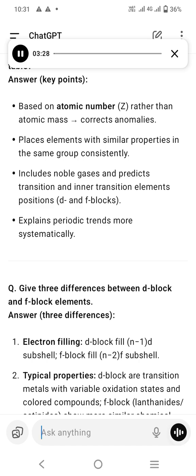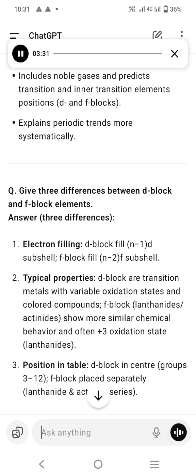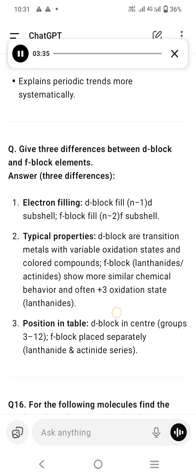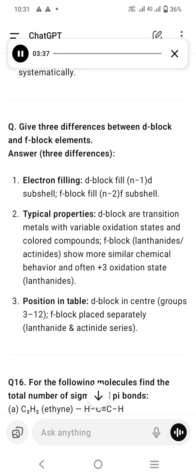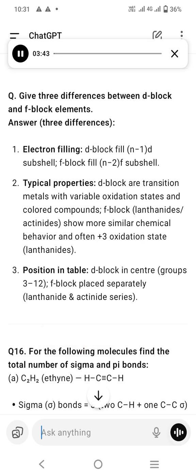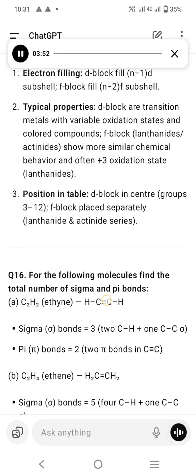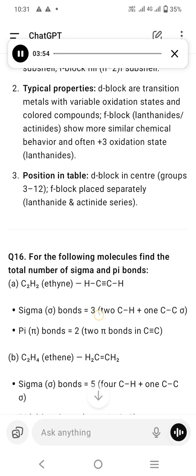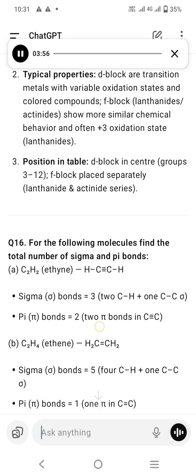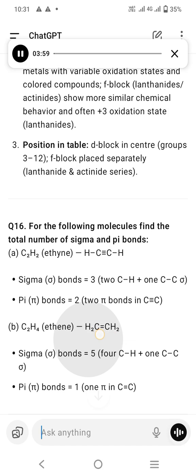Q. Give 3 differences between D block and F block elements. Answer. 3 differences. 1. Electron filling. D block fills (n-1) d subshell. F block fills (n-2) f subshell. 2. Typical properties. D block are transition metals with variable oxidation states and colored compounds. F block, lanthanides and actinides, show more similar chemical behavior and often +3 oxidation state. 3. Position in table. D block in center, groups 3 to 12. F block placed separately, lanthanide and actinide series.